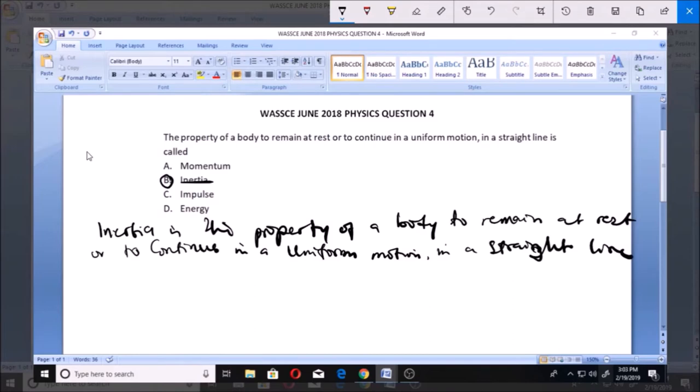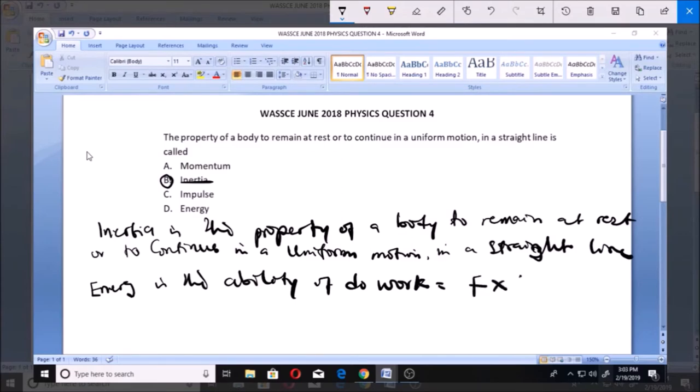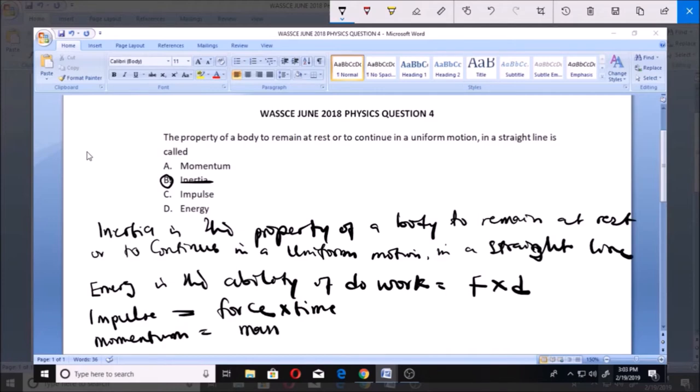Now let's look at other things like energy. Why did we say the answer is not energy? Energy is simply the what? Ability or capacity to do work. Ability of a body or its capacity to do work, and it's actually force taken through a distance. Now what is impulse? Impulse is the impact of a force at a particular time or for a number of time. That's force times time. That's what impulse is. And momentum, what is the meaning of momentum? Momentum is simply the product of mass times what? Product of mass and velocity. So you see that none of these three is this, but inertia is actually the definition of inertia, and that's why inertia is the right option for this problem.